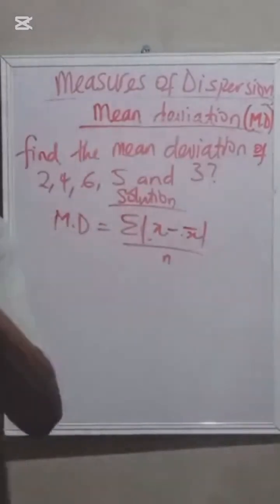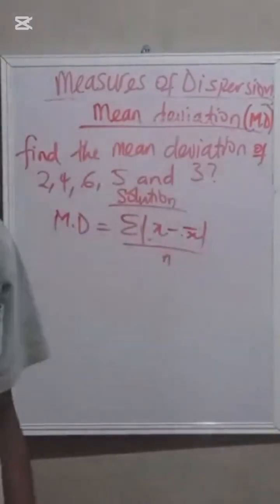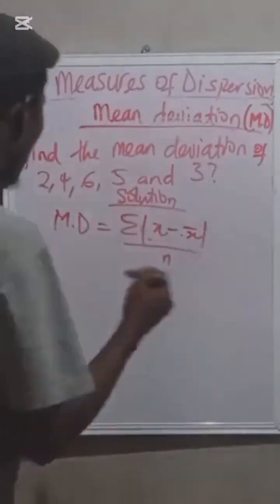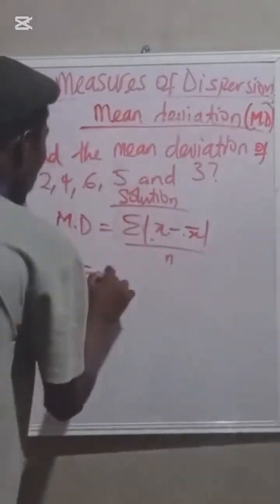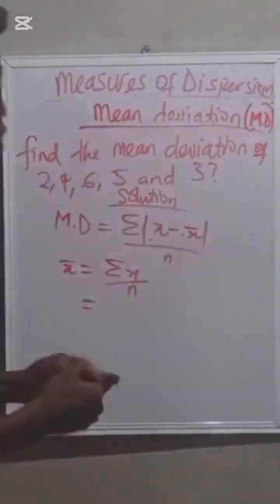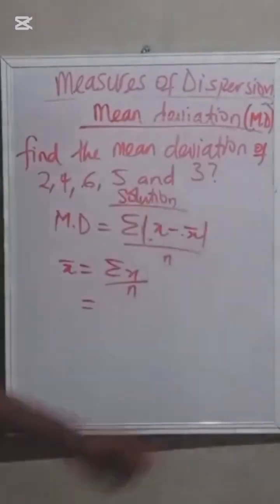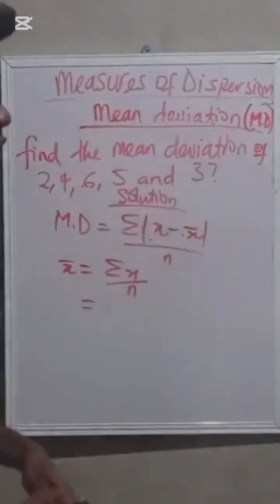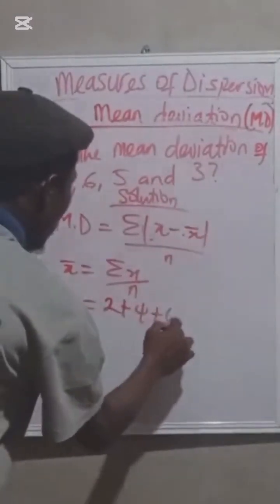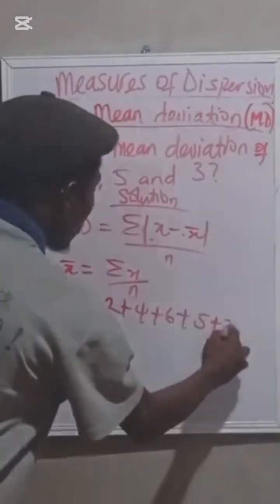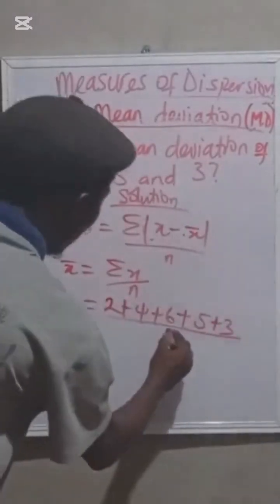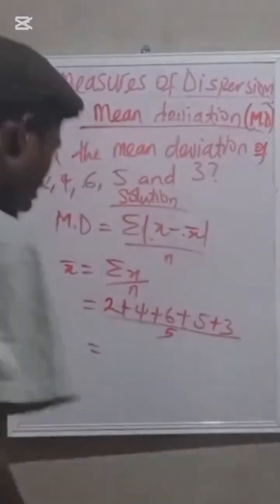So the first thing we are going to do is get our bar x, which is our mean. To get the mean, bar x equals the summation of x divided by n. That means the sum of each of these divided by the number of items. That is 2 plus 4 plus 6 plus 5 plus 3 divided by how many numbers you have: 1, 2, 3, 4, 5. That is 5.